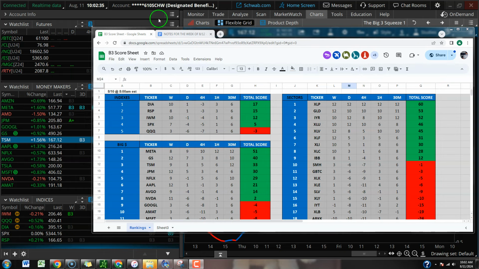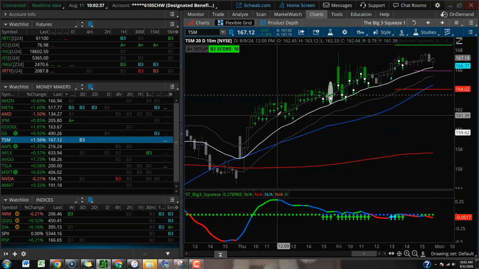The other housekeeping note here. Working on a couple of small tweaks here to the buy and sell signals. Gonna test these out for maybe a week or two weeks. If things look a little different on my end than your end, that is why.